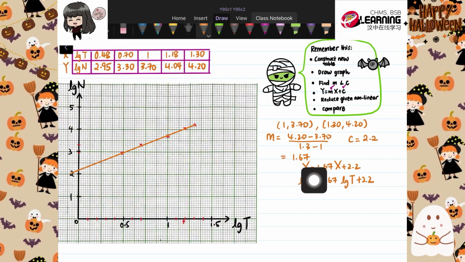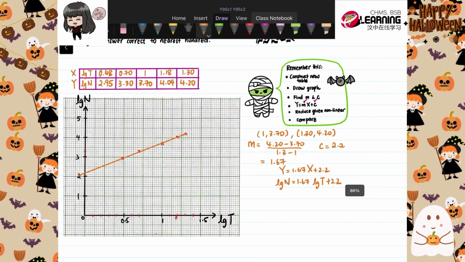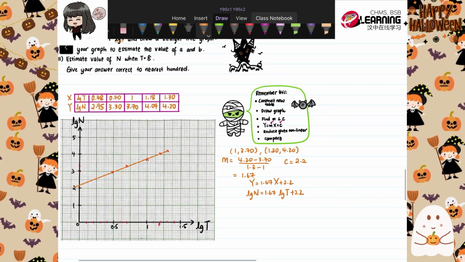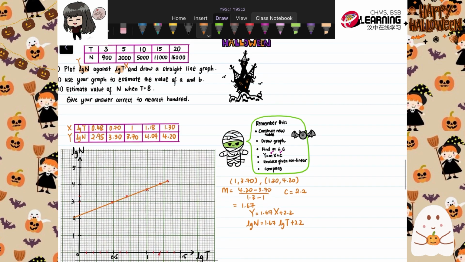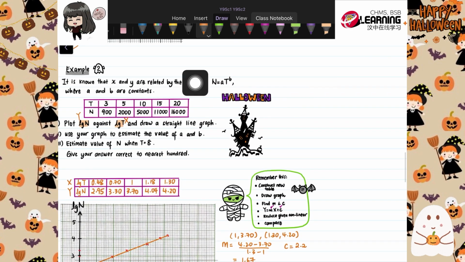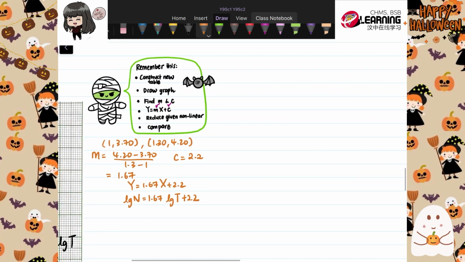So instead of doing this and making n the subject, I choose to stick to the given nonlinear equation. The one that is given nonlinear is here: n equals a t power b, right? I'm going to reduce this. This is my step over here. I'm reducing this one, so I log both sides. I hope you remember how to do this.